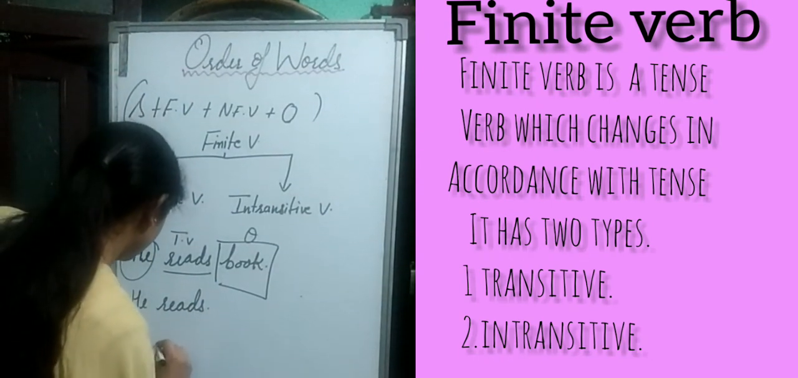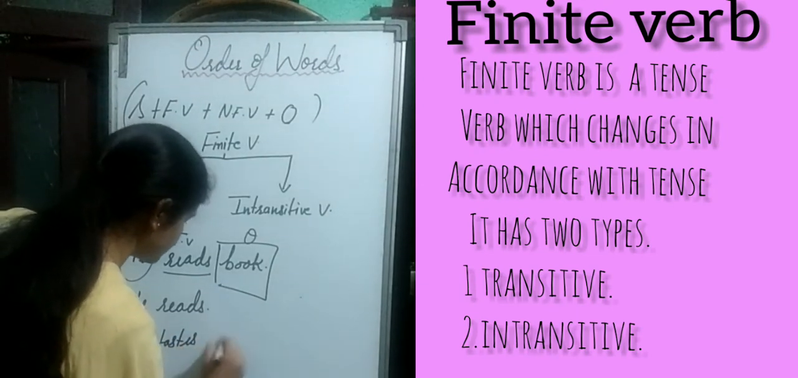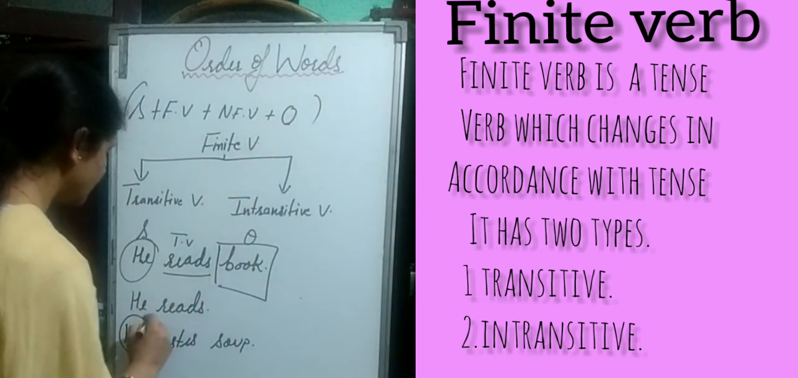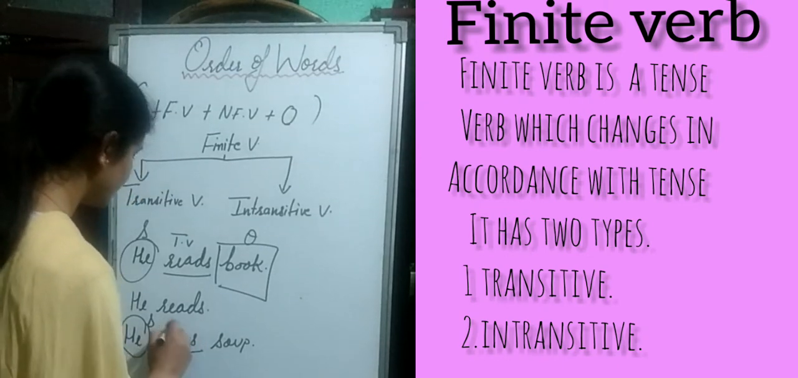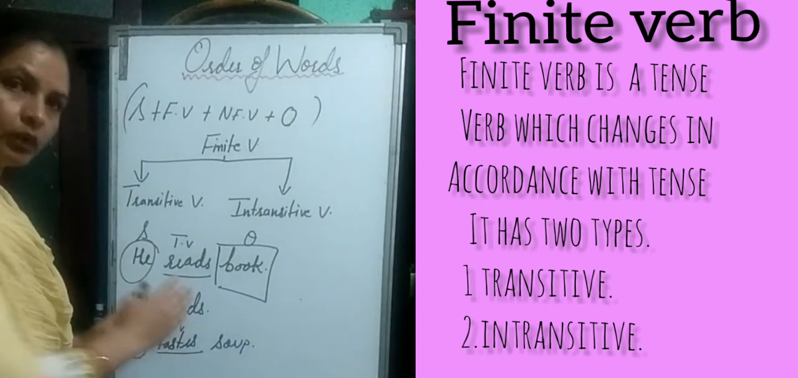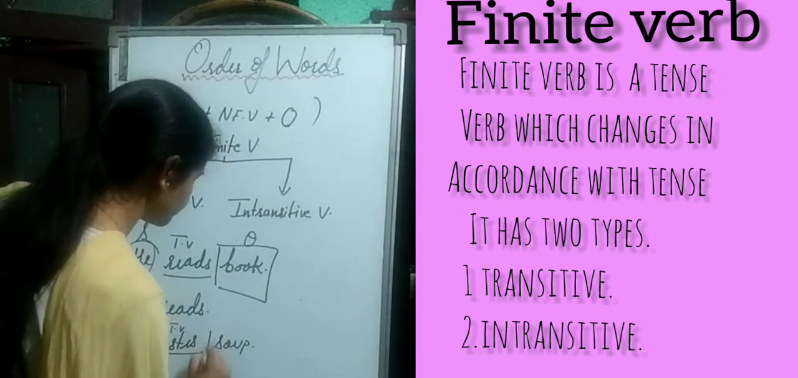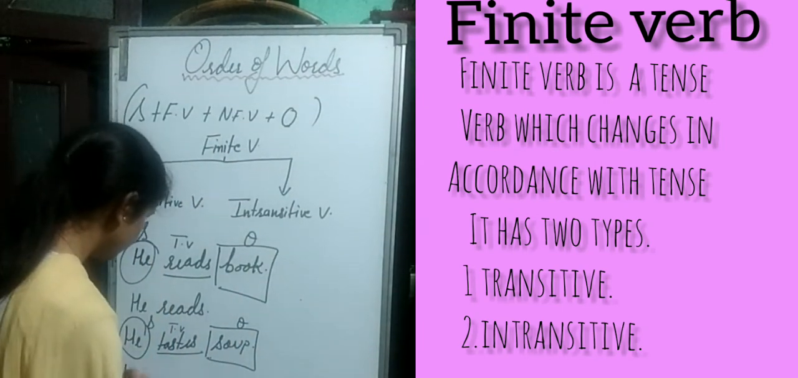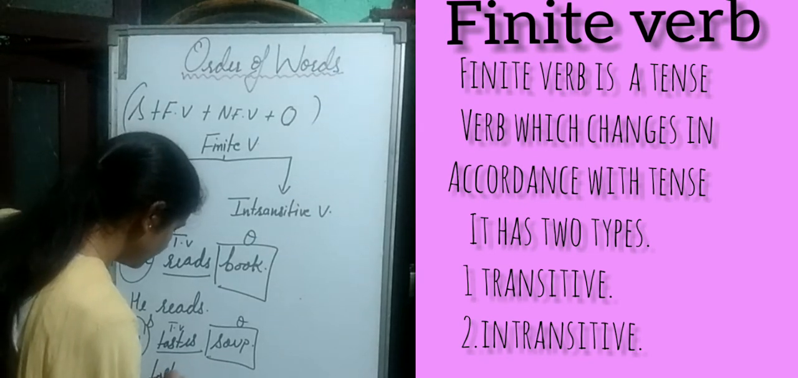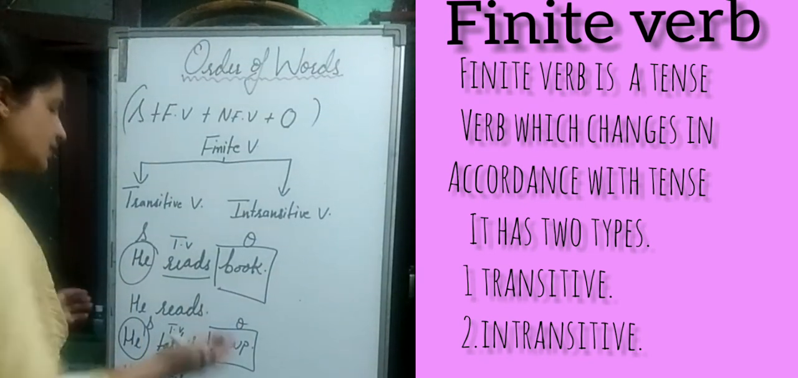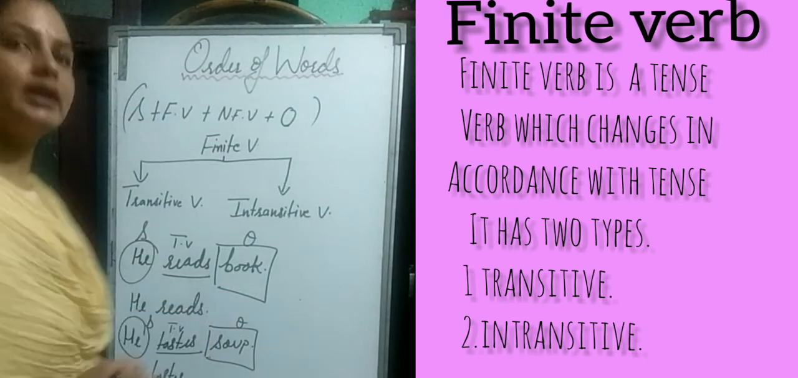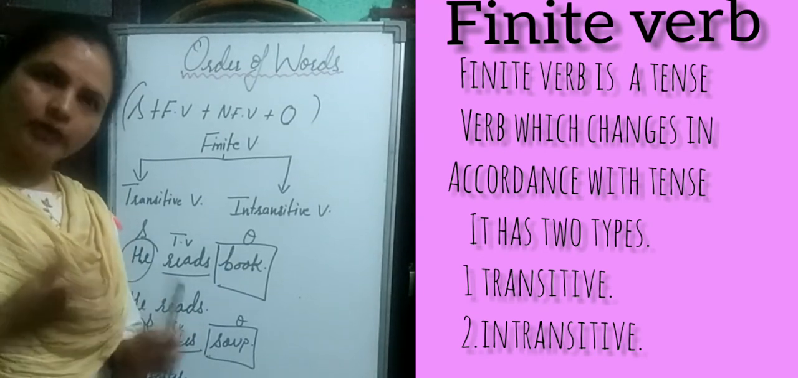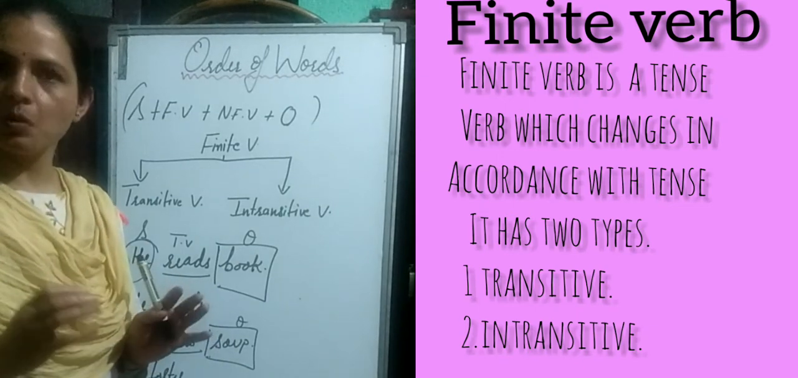He tastes soup. Okay. He tastes soup. What is this he? That is the subject. Taste, that is a transitive verb. Why? What does he taste? That is soup. That is the object. Okay. Then if we say he tastes, and full stop, it means it is intransitive because here we are not getting an answer of what. So wherever we get the answer of what or who in a sentence, that we call a transitive verb.